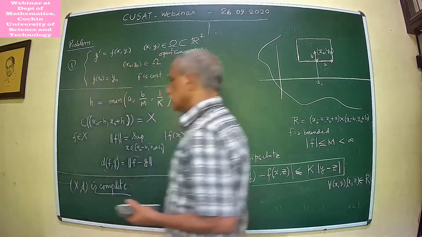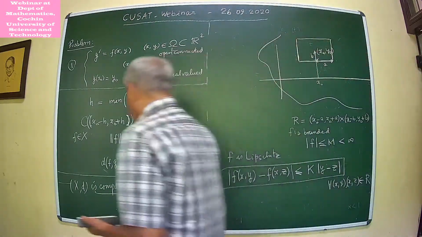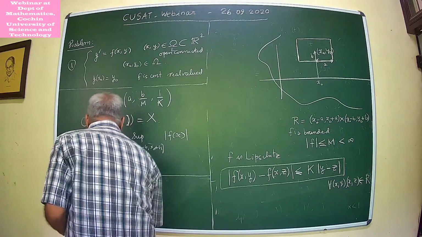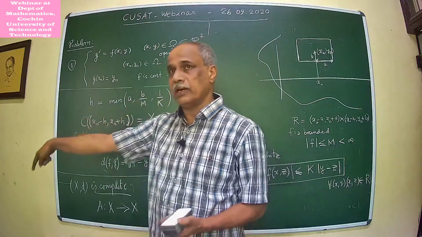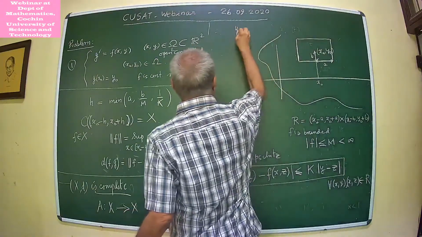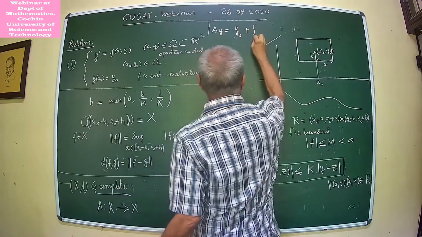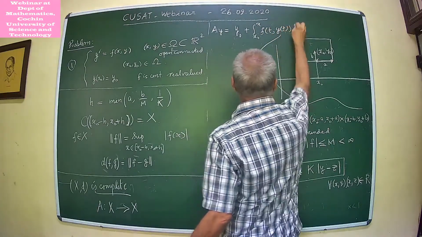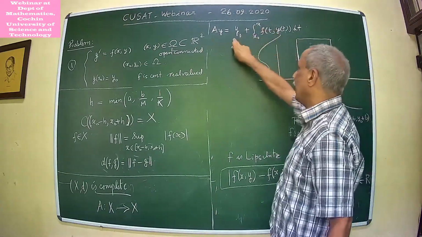So it's a complete metric space. Now look at this map. The map that we have defined is A from X to X. What is it? A map is: you take a function from here, and then plug it into this one. This is the operation, Ay equal to... this means first you calculate this, you get a function of t, integrate it, and then add to y0, that is your Ay.